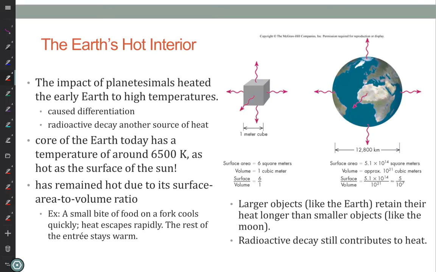So we just talked about the pressure inside the Earth. Pressure is high because you have the weight of everything pushing down. The core of the Earth is also hot. Hot for two reasons. Reason number one is compression. When you compress things, they get hot.